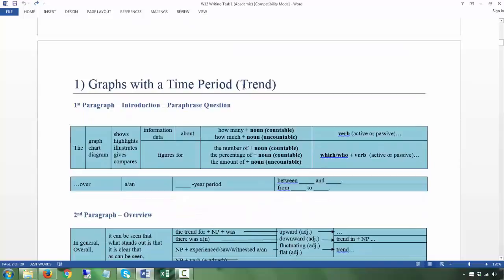So sometimes you will talk about this kind of graph as a graph of a trend. Okay, what is a trend? A trend is something moving in a particular direction over the years. Okay, so you can only know that this is the trend if there's a period of time.